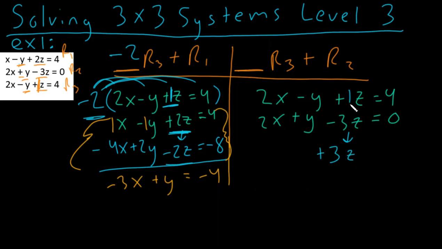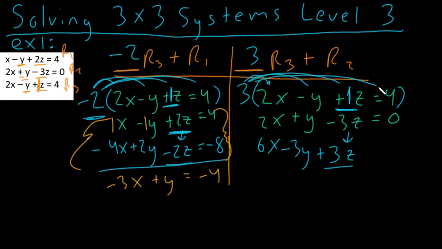So I'm going to say, well, okay, I have a positive 1, and what in the world can I multiply positive 1 by so that 1 times something gets to positive 3? And in this case, I'm going to do 1 times 3. Okay, so I'm going to multiply my whole row 3 by 3. What's that going to give me? 3 times 2x is 6x. 3 times negative y is negative 3y. We have 3 times 1z, which is that positive 3z. And we have 3 times 4, which of course equals 12.